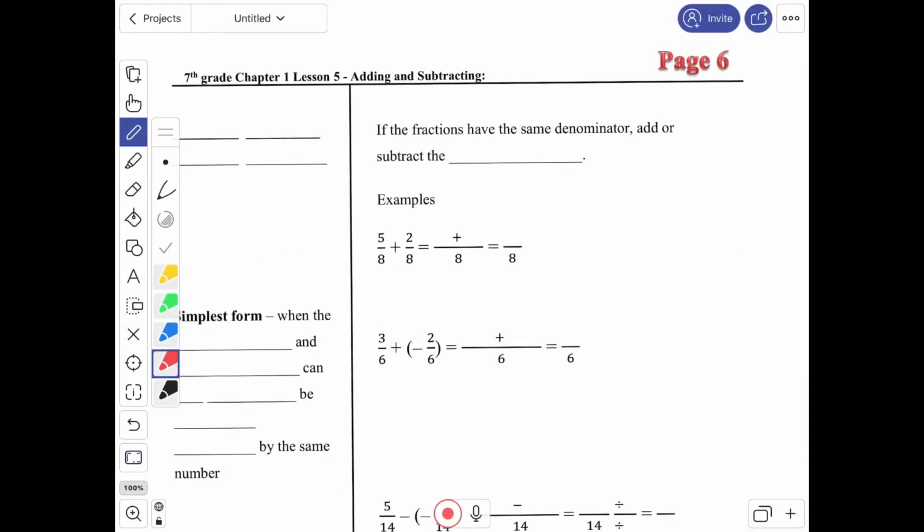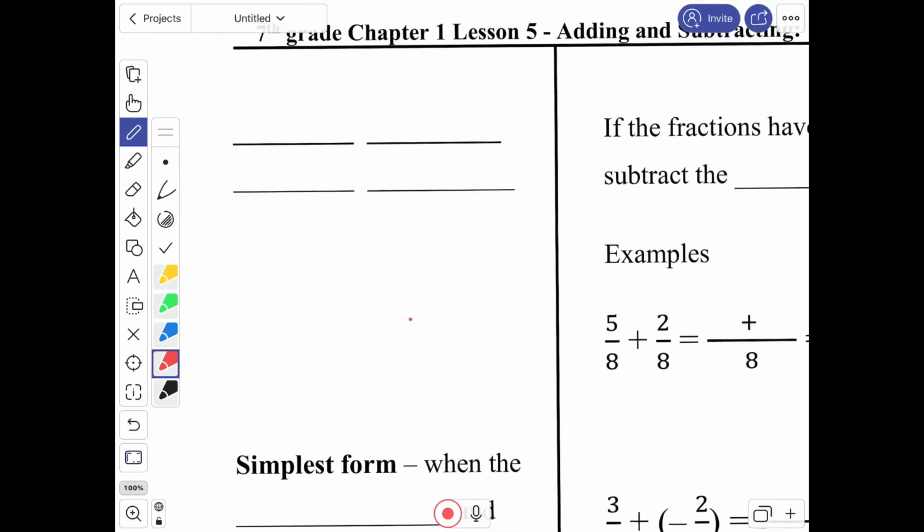Today we're doing 7th grade, Chapter 1, Lesson 5. We are adding and subtracting like fractions. And they're called like fractions because we like them. Not really. They're called like fractions because they have the same denominators.